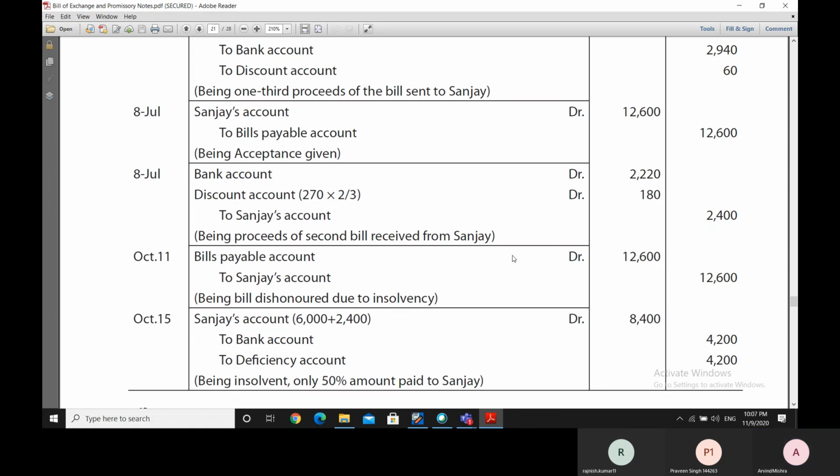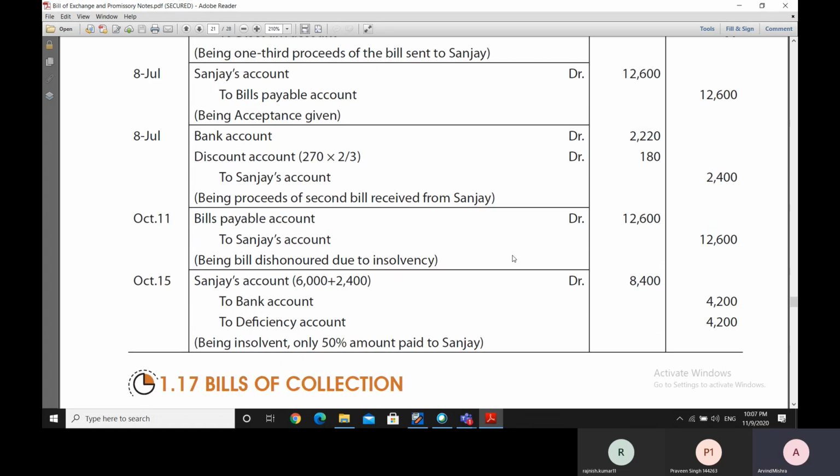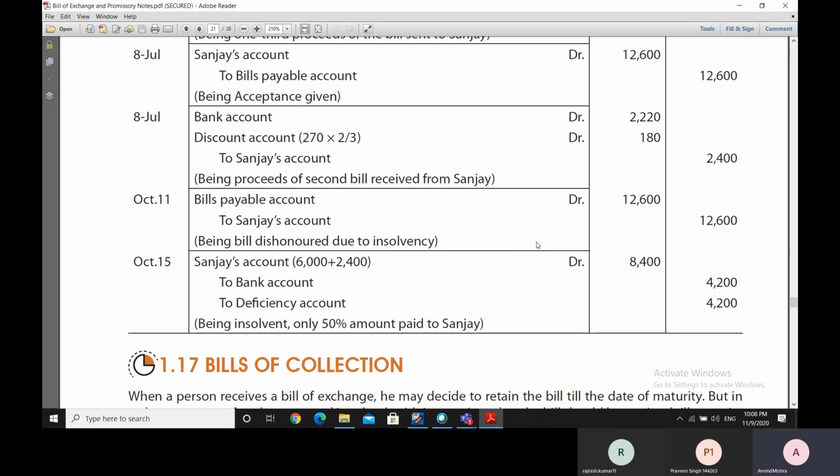and thereafter on the due date, the bill gets dishonored. The bill gets dishonored, so we have once again raised the credit into Sanjay's account because earlier his account was debited. We raise the credit in his account and debit the bills payable account again. That is the reverse entry of 8 July. So thereafter, now Sanjay's account is being debited here for 8,400 rupees, and payment of 4,200 rupees made from the bank, and 4,200 rupees he cannot pay. It cannot be borne from his estate. So he can pay only 4,200 rupees because Anil has gone insolvent.